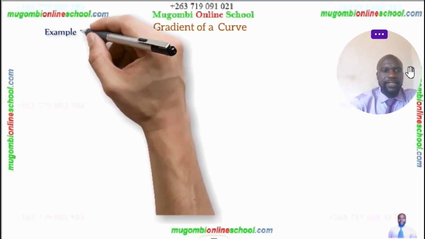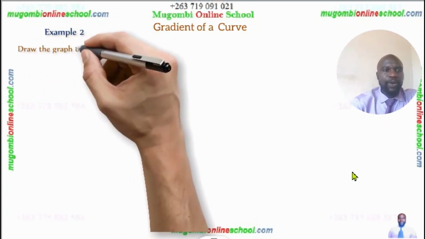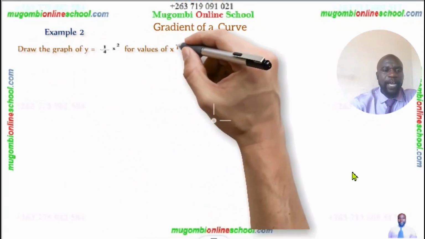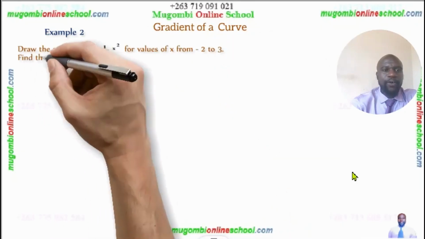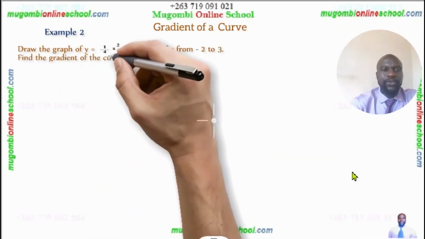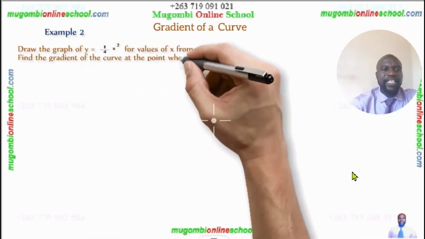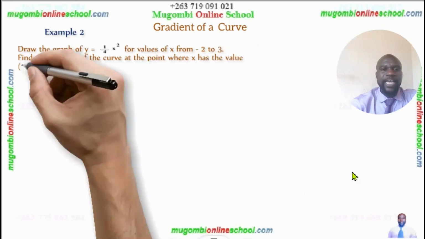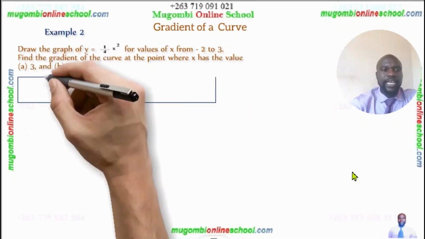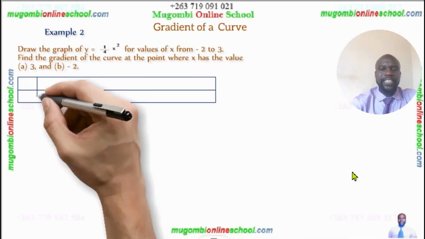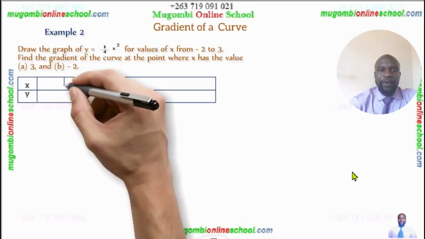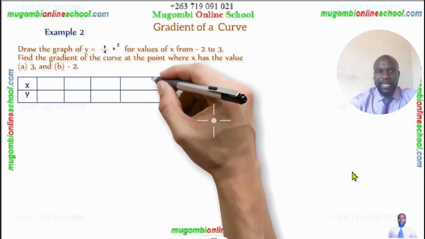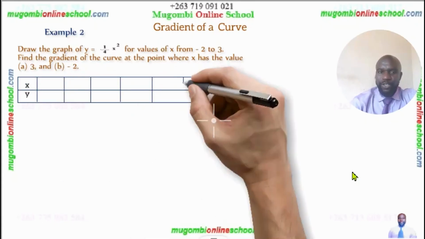In this case, we are going to cover example 2, where we are required to draw the graph of y is equal to 1 over 4 x squared for values of x from minus 2 to 3, and then find the gradient of the curve at the point where x has the value 3 and then -2. So the first thing, you are given a graph that is drawn. Now we first have to draw the graph to calculate the gradient.